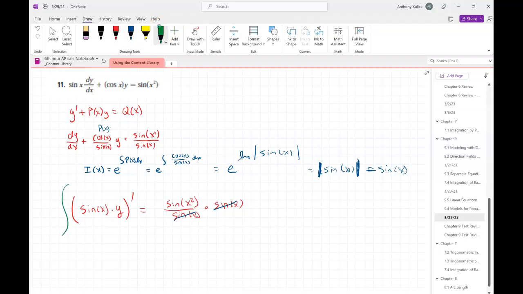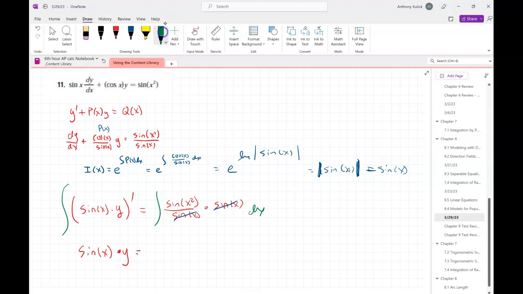So we'll integrate both sides. I know from the fundamental theorem of calculus that if I take the integral of a derivative, those things just cancel out and I'm left with the function itself. And then I just need to integrate sine of x squared dx. How do I do that?